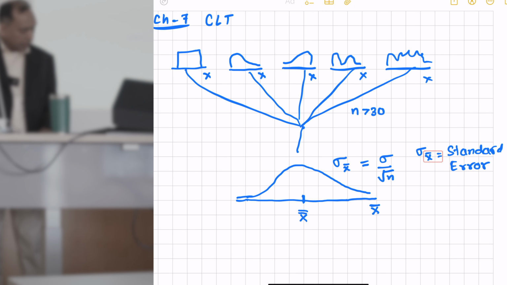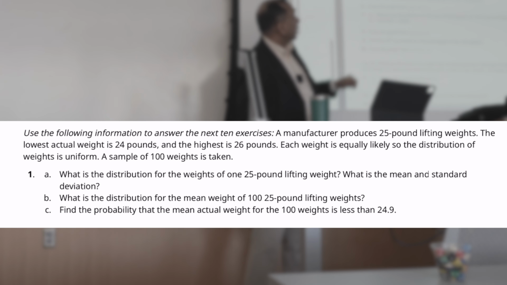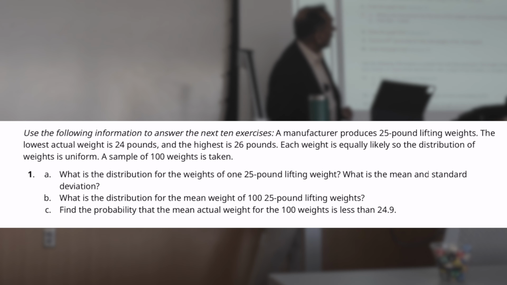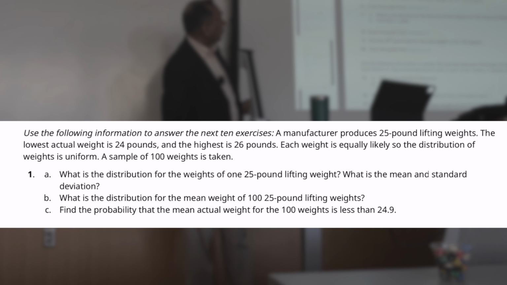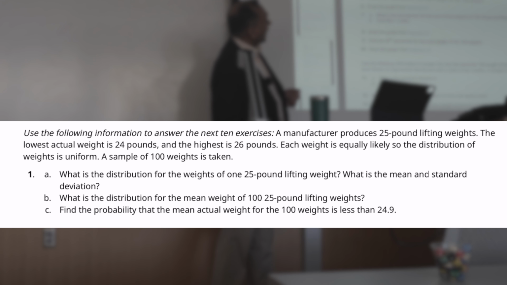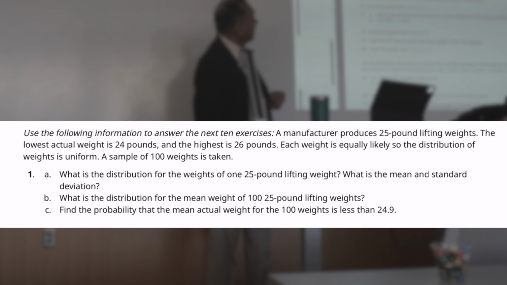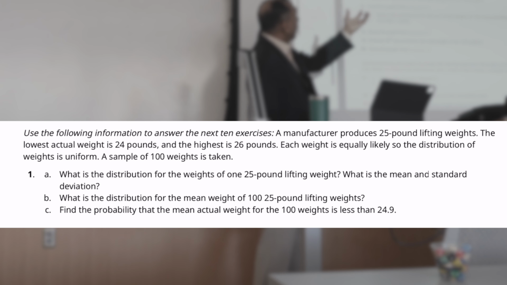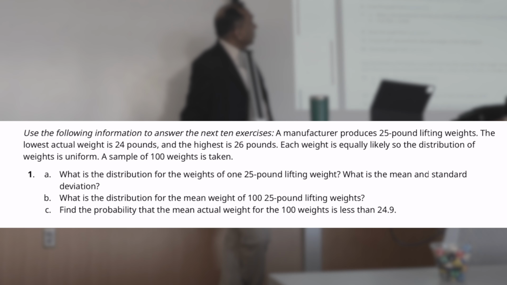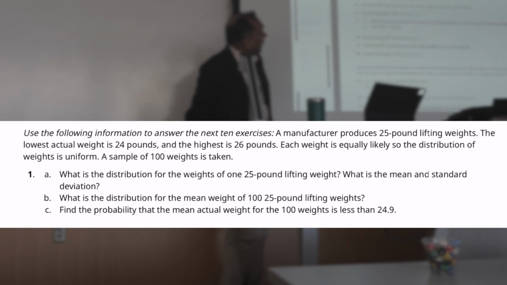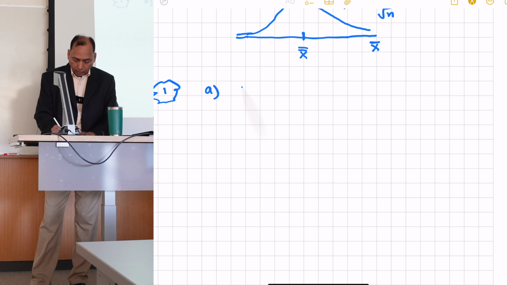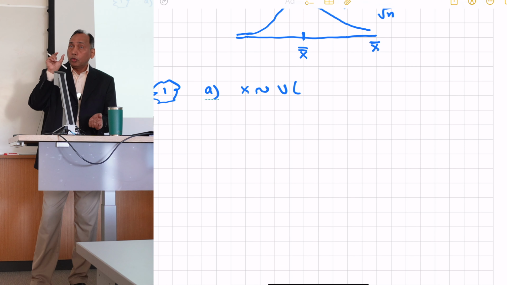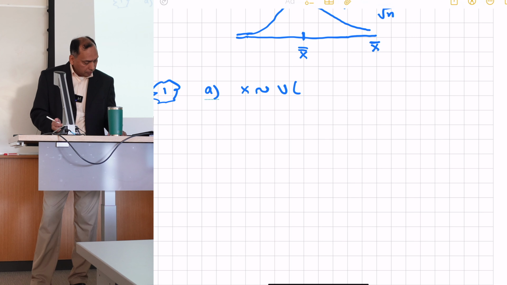Let's look at one example. A manufacturer produces 25-pound lifting weights. Lowest actual weight is 24 pounds, highest is 26. Each weight is equally likely, so the distribution of weights is uniform. And then a sample of 100 weights is taken. What is the distribution for weights of 25-pound lifting weight? X follows uniform distribution with those two parameters A and B. So A was 24 and B was 26.